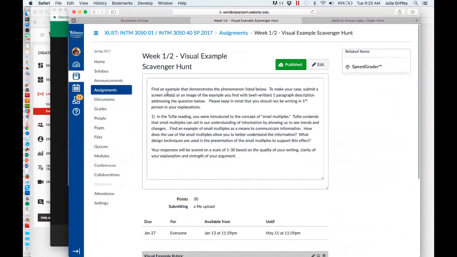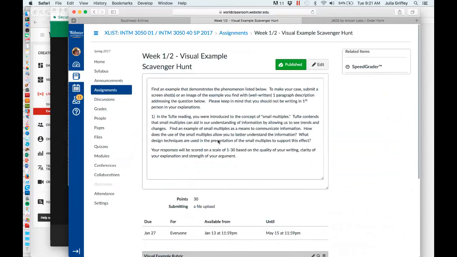So each of the scavenger hunts work the same way. Basically, in all of the assignment descriptions, the first paragraph and the last paragraph are the same. I'm just asking you to find something different. What you do with it will be pretty much the same. So it says, find an example that demonstrates the phenomenon listed below. To make your case, submit a screenshot or an image of the example you find with a well-written 1-paragraph description addressing the question below. Please keep in mind that you should not be writing in the first person in your explanation. So I don't want anything like, I think, I found, I.